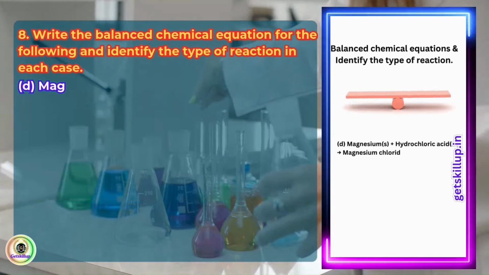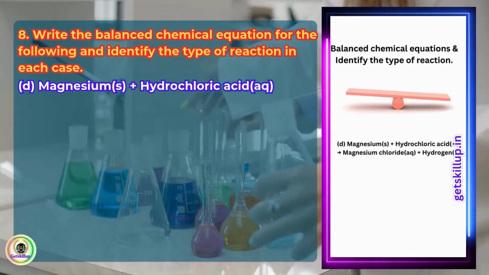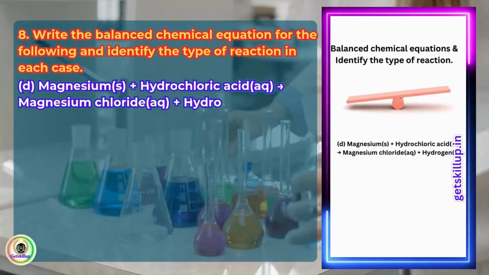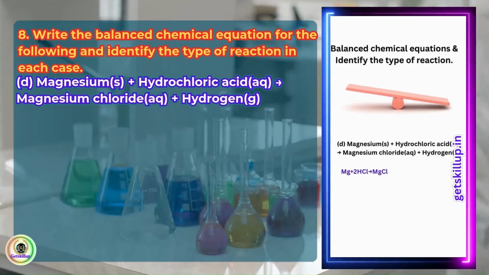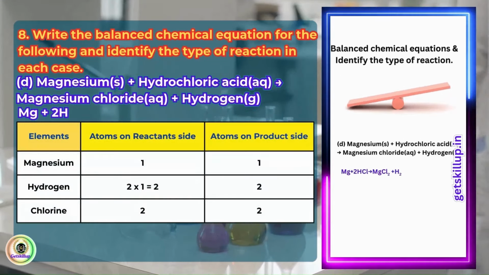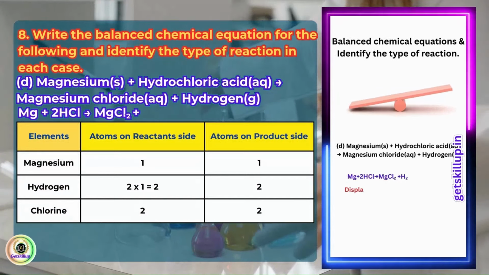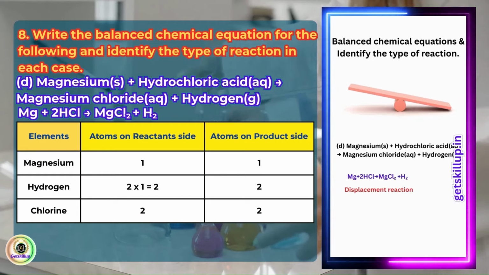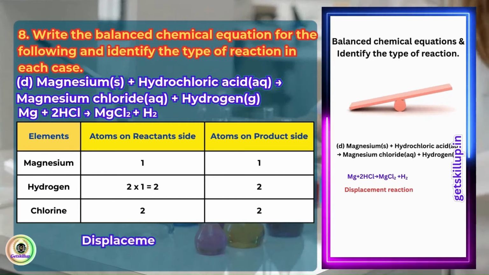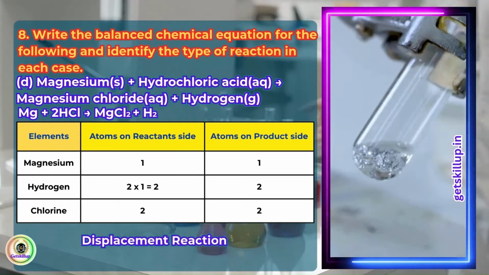D. Magnesium solid plus hydrochloric acid aqueous gives rise to magnesium chloride aqueous plus hydrogen gas. Balanced chemical equation: Mg plus 2HCl gives rise to MgCl2 plus H2. The type of reaction in this case is displacement reaction.